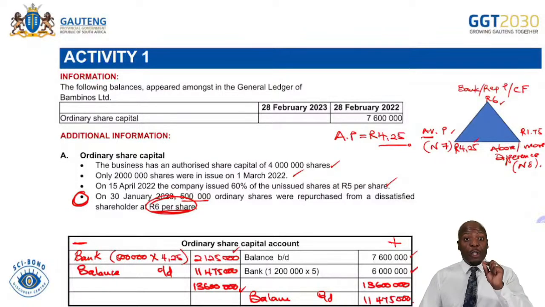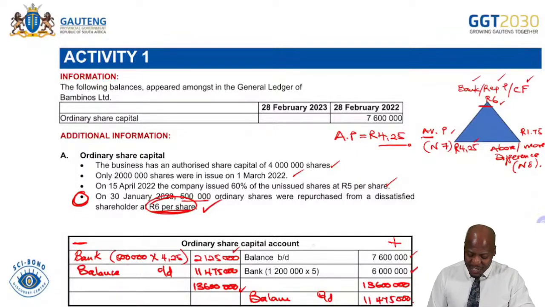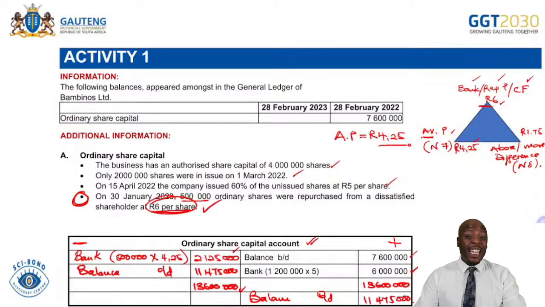Simple. The only trick is you must not record the 6 rand in the ordinary share capital. The 6 rand goes to your bank, that is the repurchase price. Later we're going to record it in what we call the cash flow statement. It is the average price that we use in our ordinary share capital account. If you're good, please, let's continue.